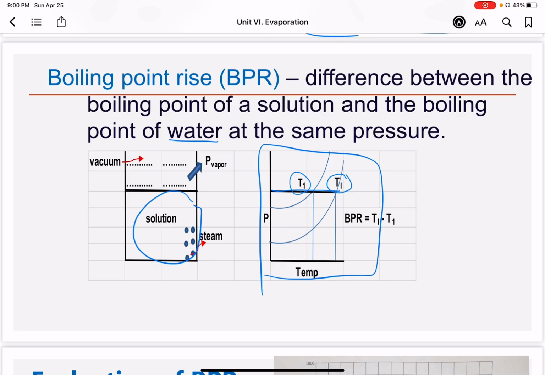Let's make a brief review of your colligative properties. Some colligative properties include vapor pressure lowering, the BPE or boiling point rise, the freezing point depression, and lastly the osmotic pressure. Remember the formulas? For vapor pressure lowering, it applies Raoult's law: P1 is equal to X times P1 naught. For BPR, delta TB is equal to i kB m; for freezing point, delta TF is equal to i KF m; and for osmotic pressure, pi is equal to iCRT, or in some books, we use iMRT.